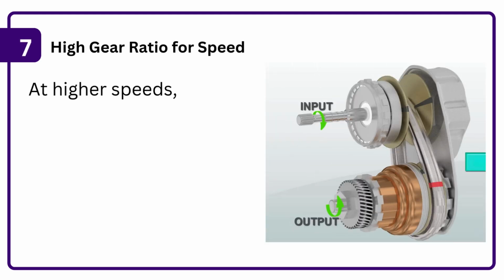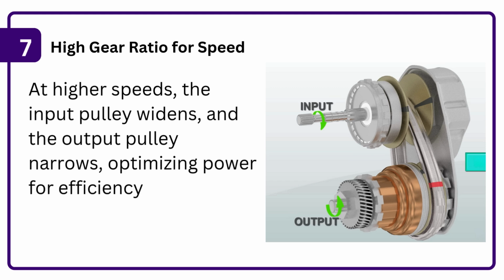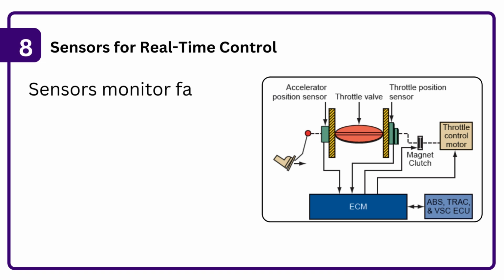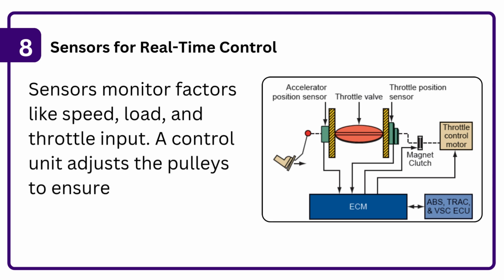7. High gear ratio for speed. At higher speeds, the input pulley widens, and the output pulley narrows, optimizing power for efficiency. 8. Sensors for real-time control. Sensors monitor factors like speed, load, and throttle input. A control unit adjusts the pulleys to ensure seamless transitions.